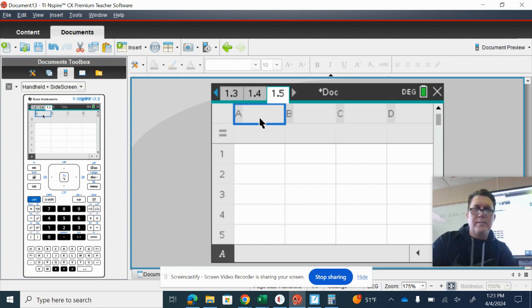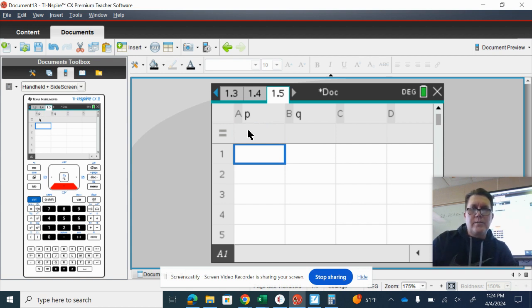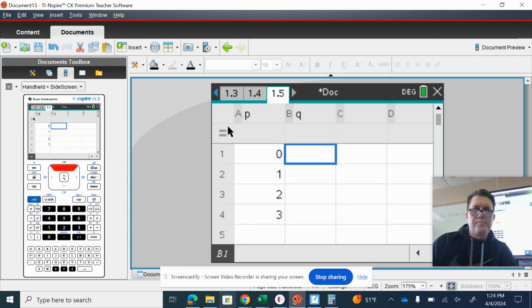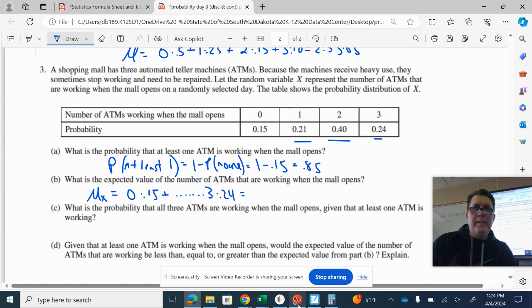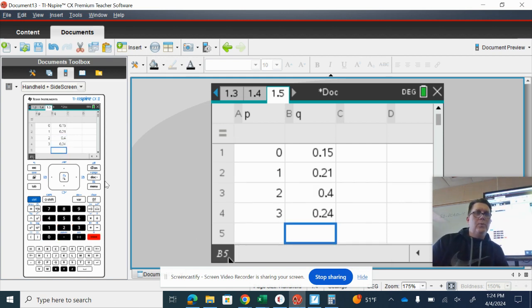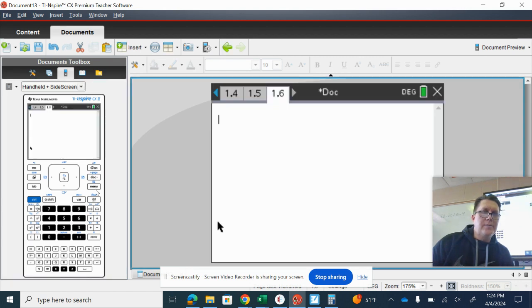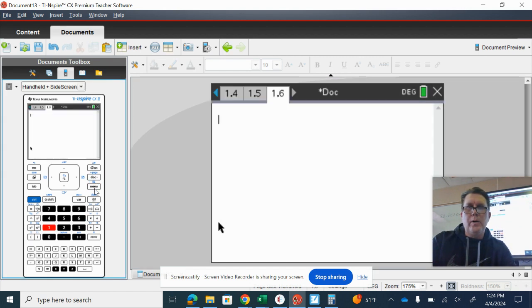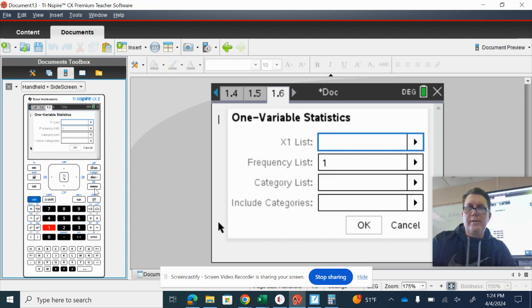Remember, put these in. This time I'm going to call it P and Q, just to use different letters so I don't have to restart that. We have 0, 1, 2, 3 ATMs. 15, 21, 40, and 24. All right. So on the calculator, when you add the calculator page, we go menu 611 or one variable stats, whatever calculator that you're using. If it's an 84, I called my list P. That's the actual numbers. 0, 1, 2, and 3. Those are the only possibilities it can be.